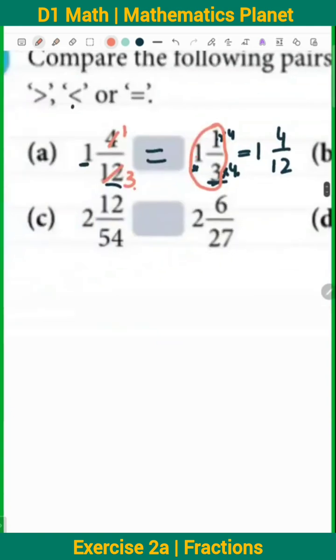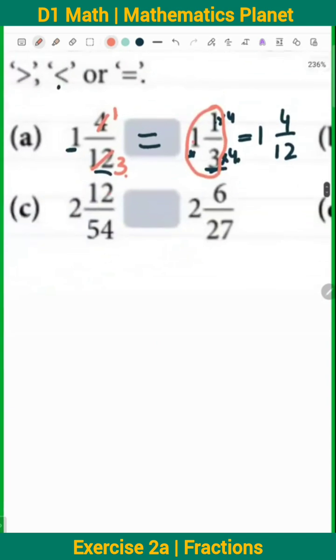Now this one. Can we simplify this 12 by 54? Miss, we can. 27 times 2 is 54, so we can make the denominator same. We can also make the denominator same and we can also simplify this. So 2 times 6 is 12, 2 times 2 is 4, 1 7 is 14. So you get 2 whole 6 by 27, 2 whole 6 by 27, which is equal to.